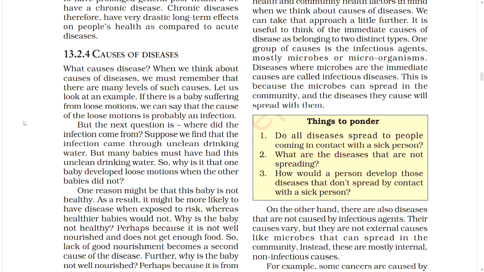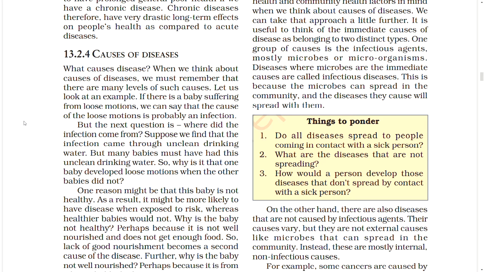13.2.4 Causes of diseases. What causes disease? When we think about causes of diseases, we must remember that there are many levels of such causes. Let us look at an example. If there is a baby suffering from loose motion, we can say that the cause of the loose motion is probably an infection. But the next question is, where did the infection come from?